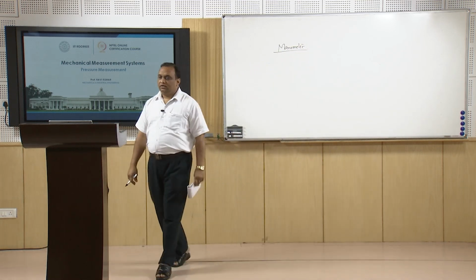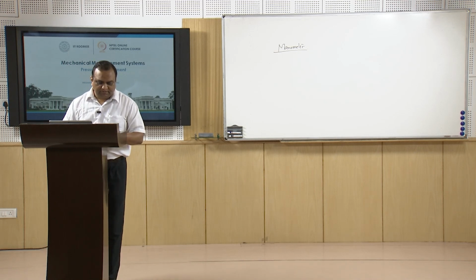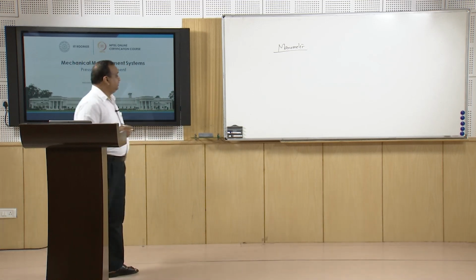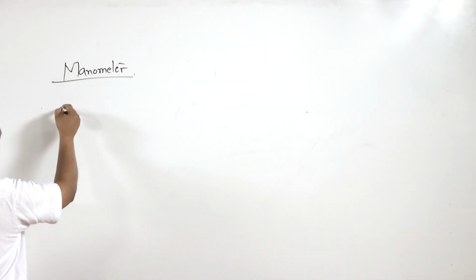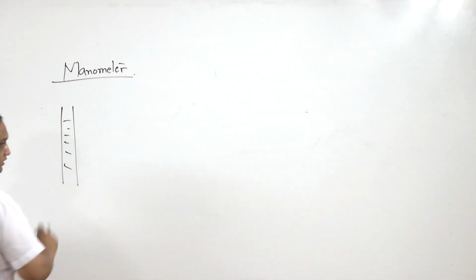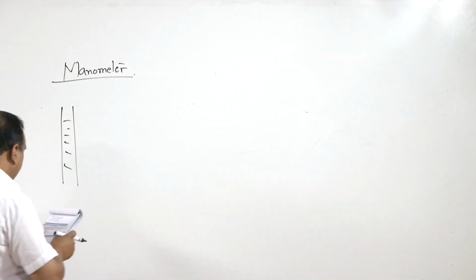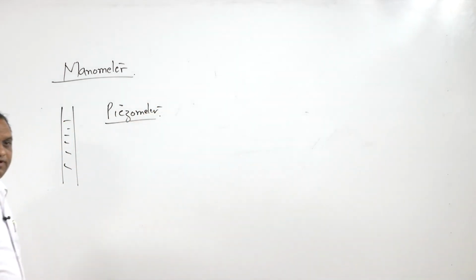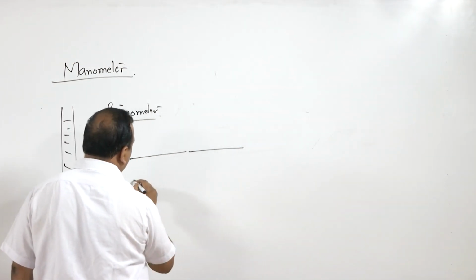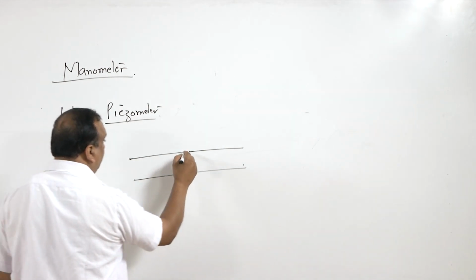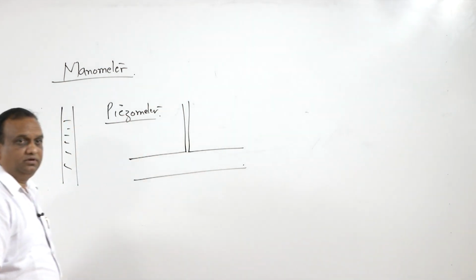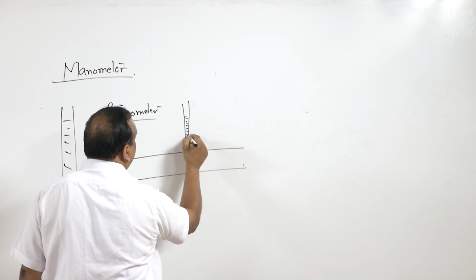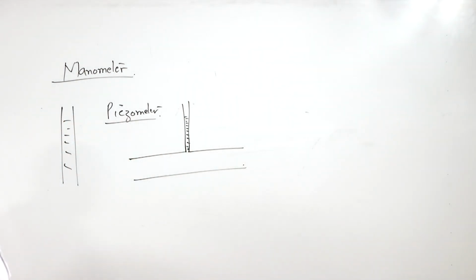Manometer. A manometer is a device in which pressure is measured with the balance of a vertical column of fluid. Now the simplest one is the piezometer. For example, there is a flow in a pipe. At one opening of the pipe, you put a vertical transparent tube. The gauge pressure equivalent to the pressure inside the pipe will be balanced by the water column or liquid column in this tube.